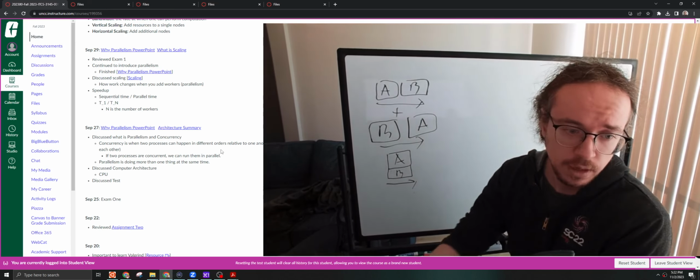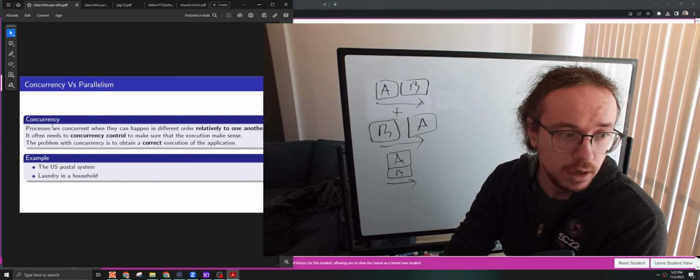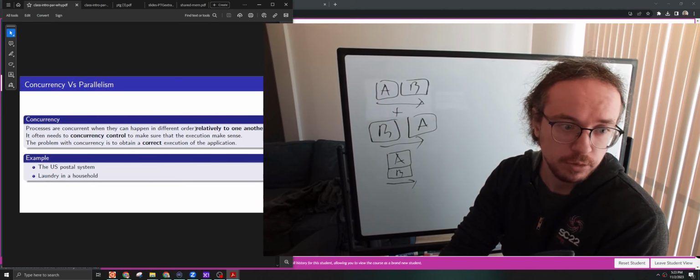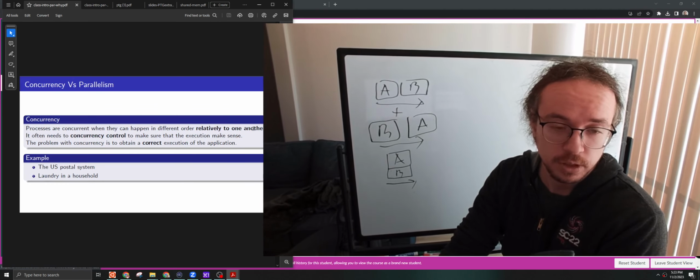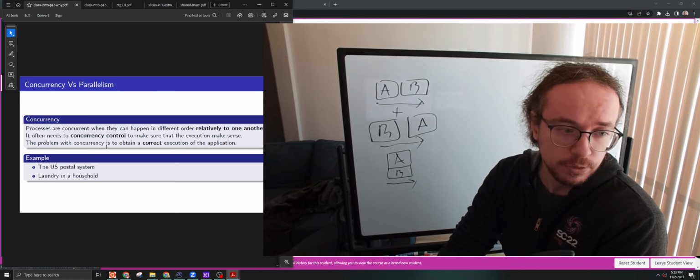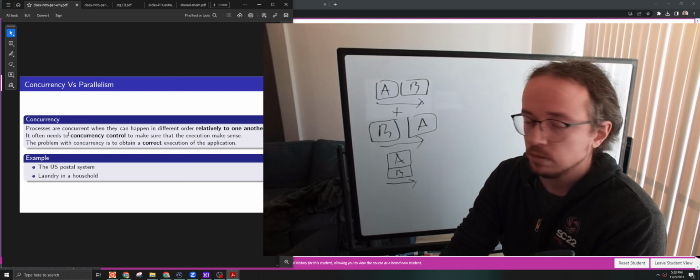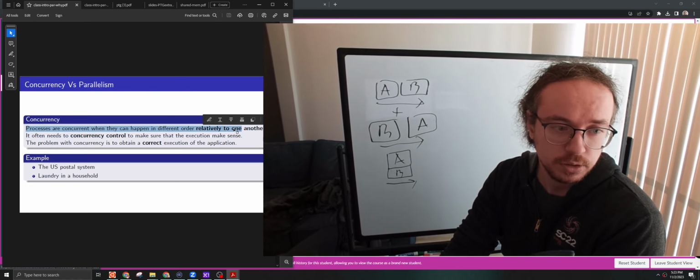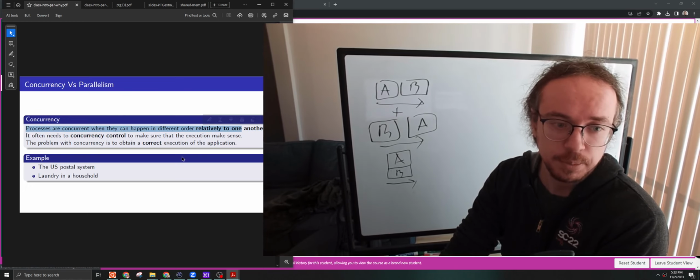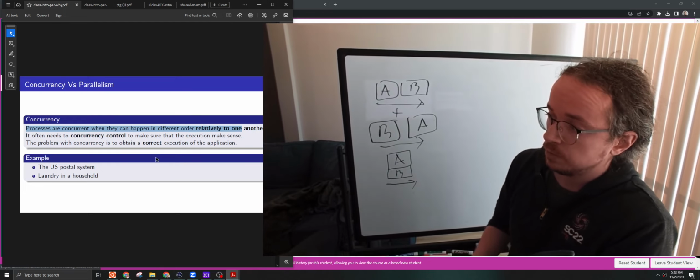You can find this in the slides, the very first slide deck that we covered, which is linked. I'll show that in a second. Processes are concurrent when they happen in different order relative to one another. It often needs concurrency control, but that's another detail. Key question here is processes are concurrent when they can happen in a different order relative to one another.